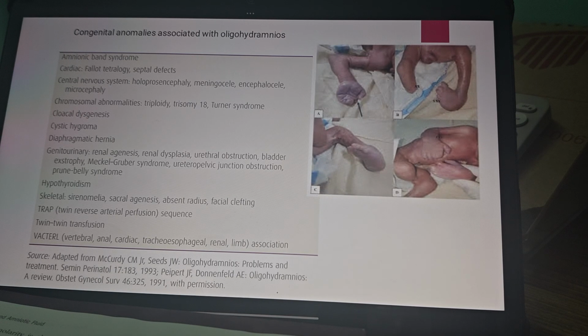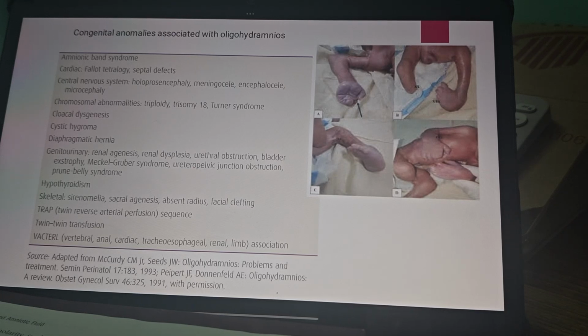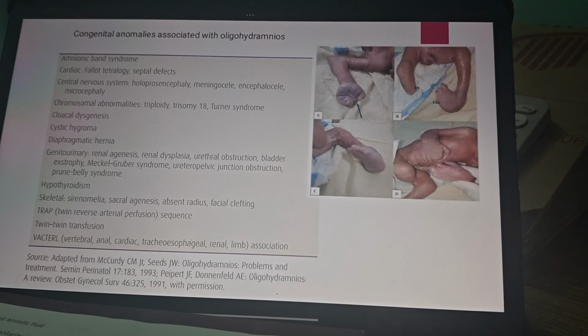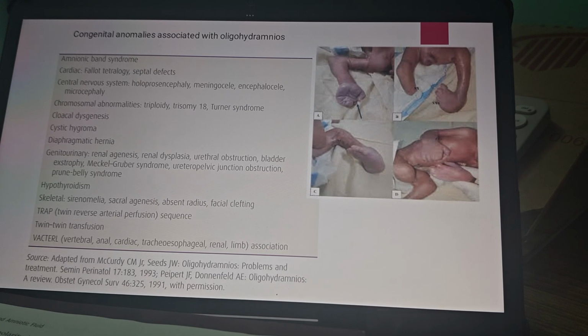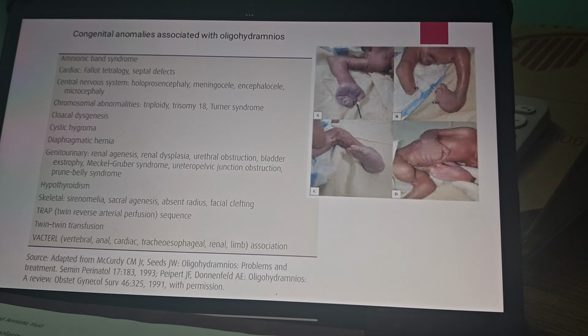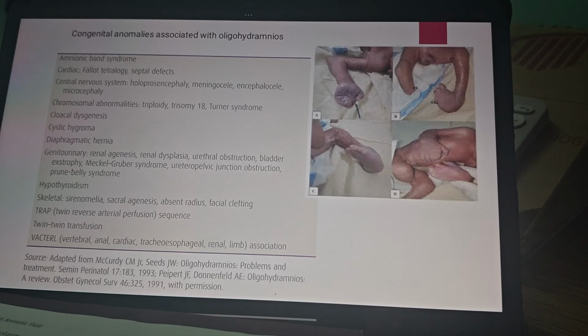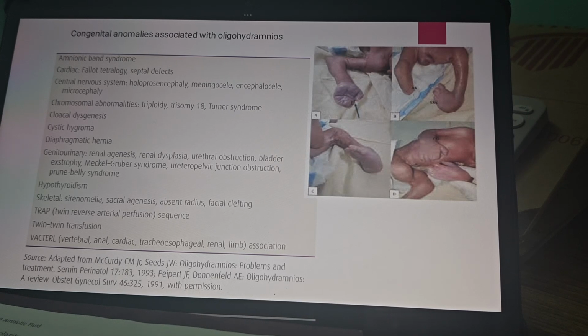Chromosomal abnormalities like Patau syndrome, Turner syndrome, triploidy, cloacal dysgenesis, cystic hygroma, diaphragmatic hernia, genitourinary disorders like renal agenesis, renal dysplasias, urethral obstruction, bladder exstrophy, Meckel-Gruber syndrome, ureteropelvic junction obstruction, prune belly syndrome, etc. Hypothyroidism also causes oligohydramnios in the baby.